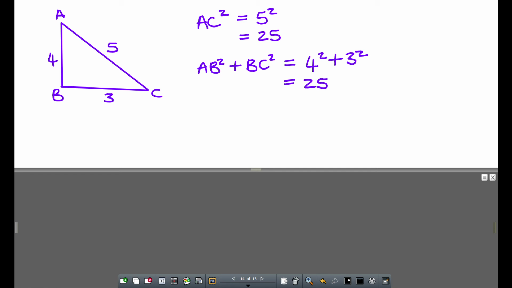You guys fine with that? Maybe just, I'm going to put that step here. I'm going to say that's 16 and this is 9. So 25.